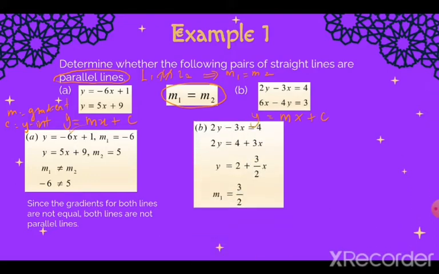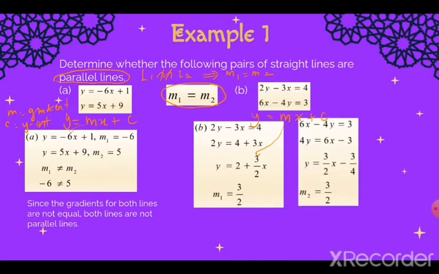Okay, so for the first equation, 2y minus 3x equals 4. From there, we can say that the gradient form is y equals 3 over 2 x plus 2. Since the gradient is the coefficient of x, for line 1 the gradient m1 is 3 over 2. Let's look at the second line, 6x minus 4y equals 3. From there, y equals 3 over 2 x minus 3 over 4, in which we can say that the gradient is 3 over 2. So m2 is equal to 3 over 2.